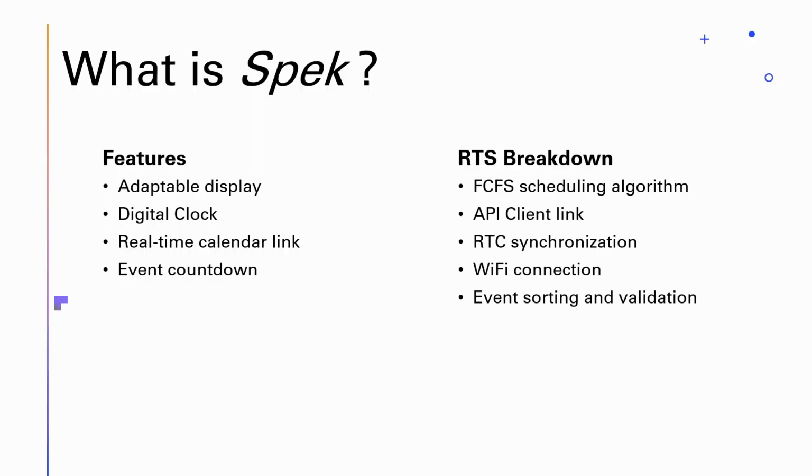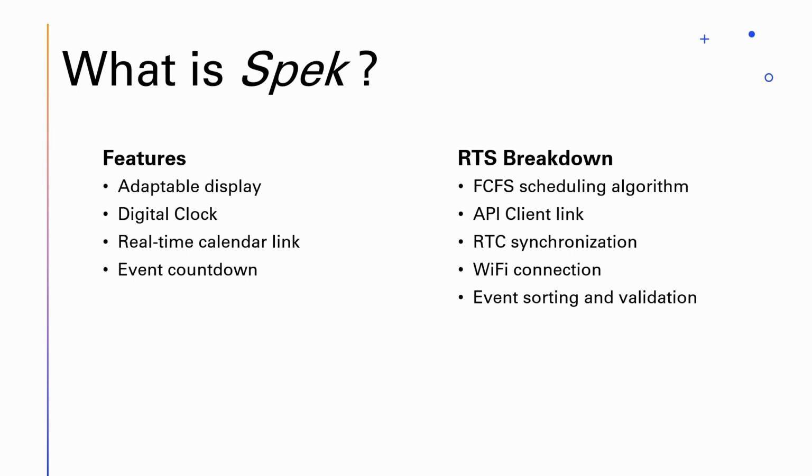In terms of the features, it's got that adaptable digital display. It's got a digital clock on it, which can change size because of the way that display is set up. It has a real-time calendar link, so it will talk to your actual Google Calendar, and it also has that event countdown, so you can see either how long until the end of your current event or how long until the beginning of your next event.